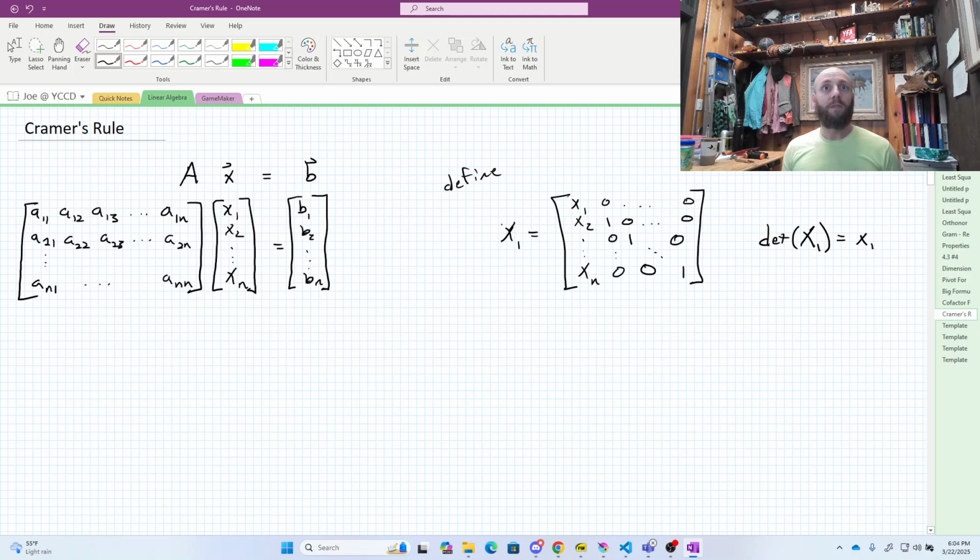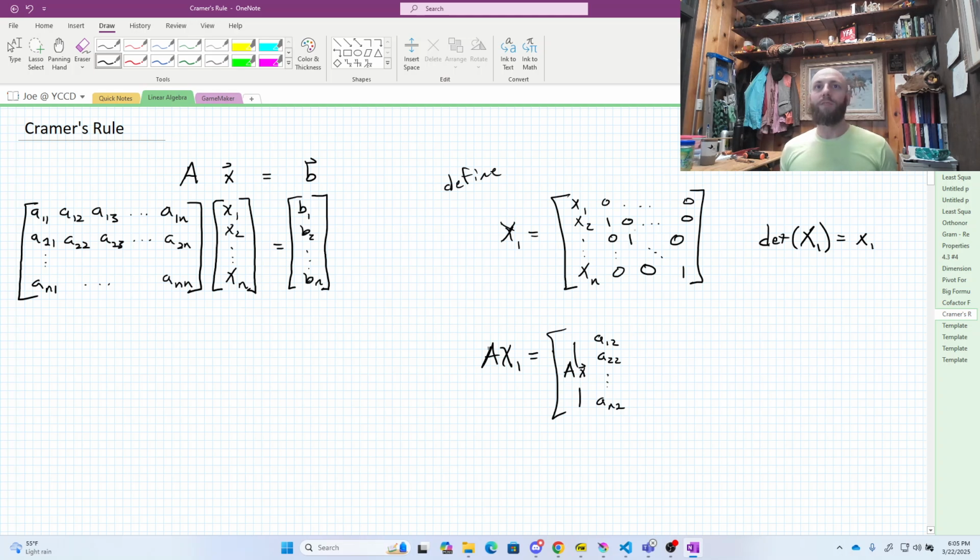That's convenient for me. Another thing I can notice is if I take my matrix A and multiply it by X1, I'm going to get A done to each column. So I'm going to have A done to the vector x in my first column, and then if I do A to this vector here, I'm just going to get the second column of A. So this is going to be A12, A22, on down to An2 here at the bottom.